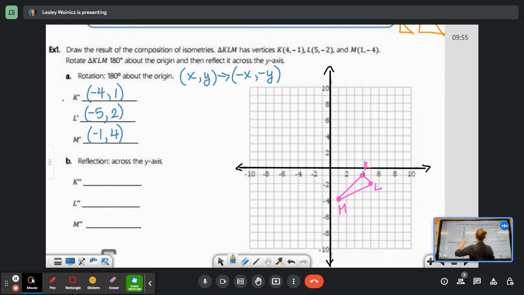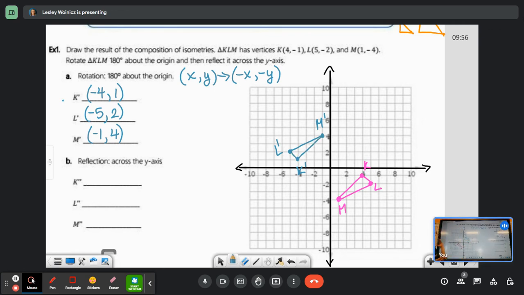Now I plot these points. K prime is at -4, 1. L prime is at -5, +2. And M prime is at -1, +4. Okay, so that is my rotation.